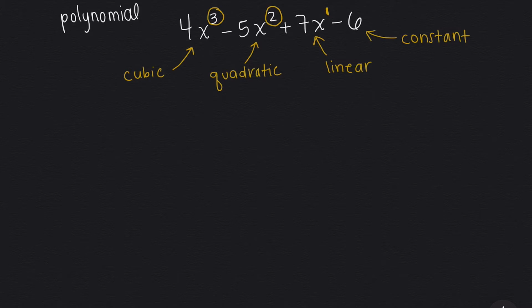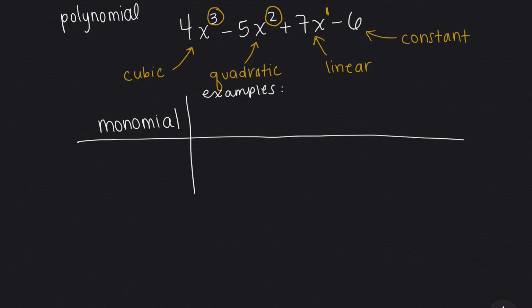Also remember that a polynomial can be named based off the number of terms. We have monomial, which means we're dealing with only one term. Some examples of monomials would be 5x, that would be a linear monomial, or 6x squared, that would be a quadratic monomial, or for example 8, that's just a constant.